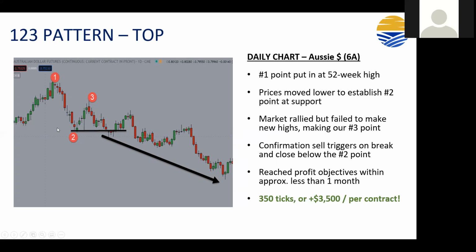But what about the other important ingredients of the recipe? Like, where do I put my risk? What about my targets? Where am I taking profits? All very important questions. So our initial risk is above the high of the 1. Our initial target is the distance between the high of the 1 measured to the low of the 2 measured down. So we measure from this high here, down to this low, and then down. You see in this example, it's about 350 ticks or $3,500 per contract.